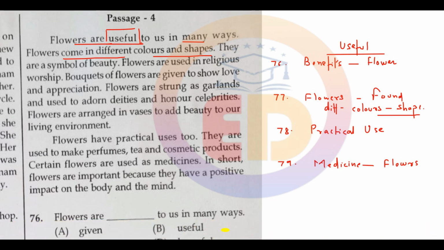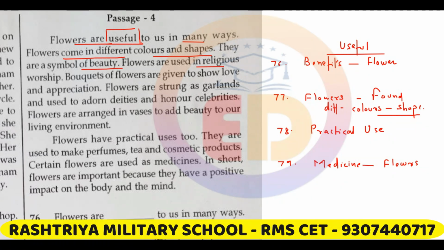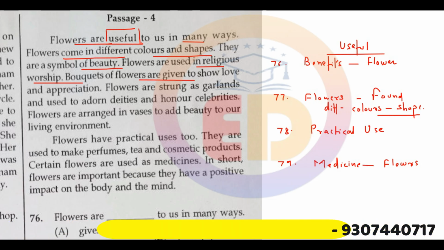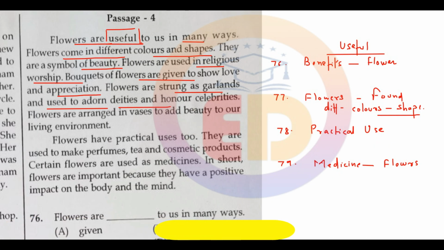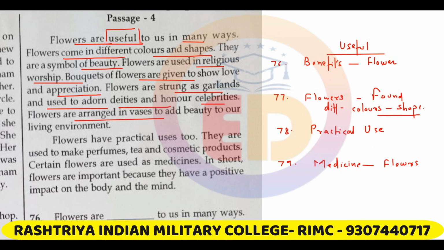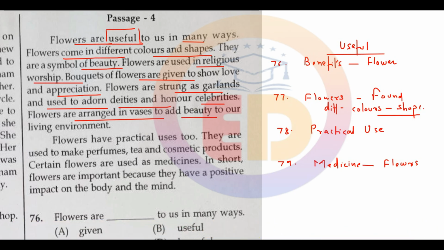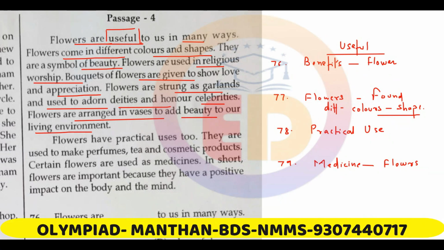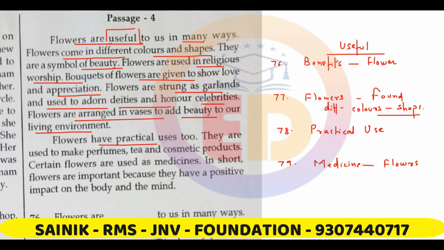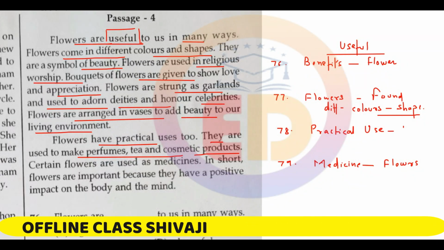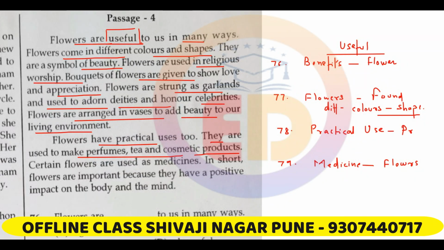They are a symbol of beauty. Flowers are used in religious worship. Bouquets of flowers are given to show love and appreciation. Flowers are strung as garlands and used to adorn deities and honor celebrities. Flowers are arranged in ways to add beauty to our living environment. So all these are different uses that are mentioned. Flowers have practical use too. They are used to make perfume, tea and cosmetic products. So practical use, question number 78, we get the answer.